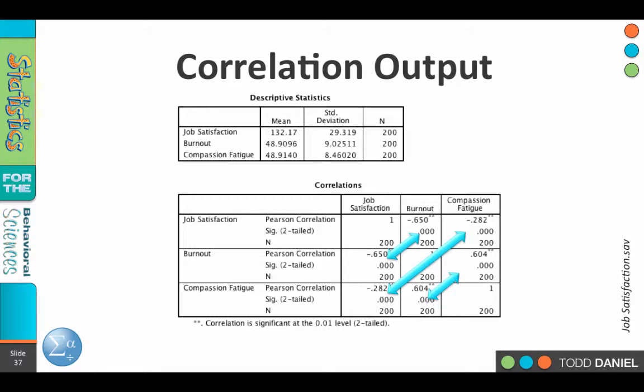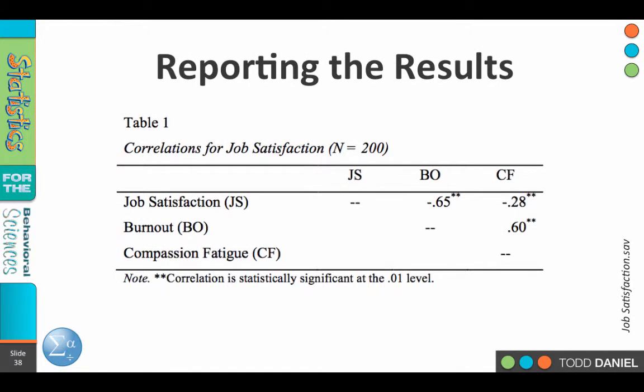The best way to present correlational data is to put them into a table. This table shows the correlational data for the values that we just ran. What you'll notice is that most of the table is blank, because there's really only 3 bits of data that we really need. In this table, I'm correlating job satisfaction with the other 2 variables, and you can see that for the sake of space on the top row, I've just called them JS, BO, and CF. Those abbreviations are described next to the variable names themselves.